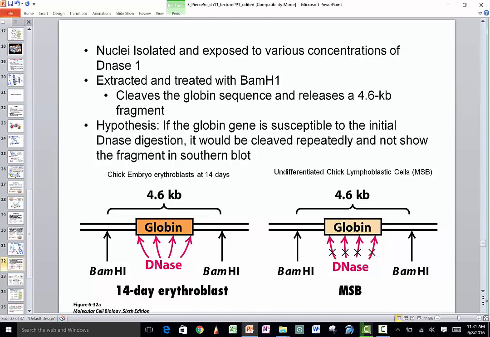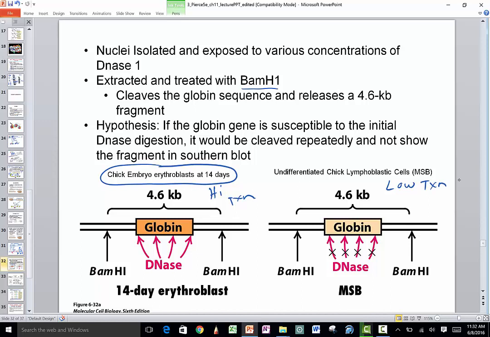So you isolate nuclei, and in the nuclei there's chromatin. Treat it with DNase 1 to chop up any DNA. And then you cut it with a restriction enzyme, in this case BamHI, run it on a gel, and then do a southern blot. And they're doing this with the globin gene, which makes hemoglobin. Erythroblasts are cells that are going to become red blood cells. And so these guys have high transcription of this gene. These guys have low transcription. So these are other cells that don't express this gene.